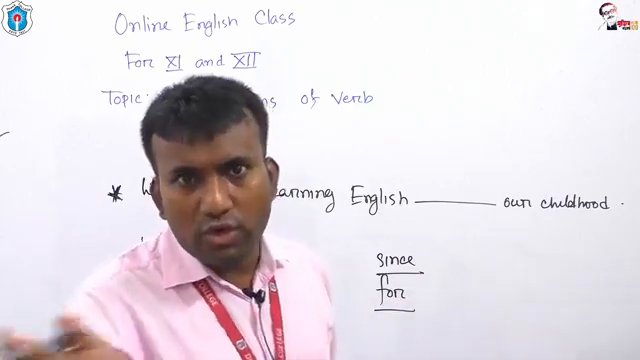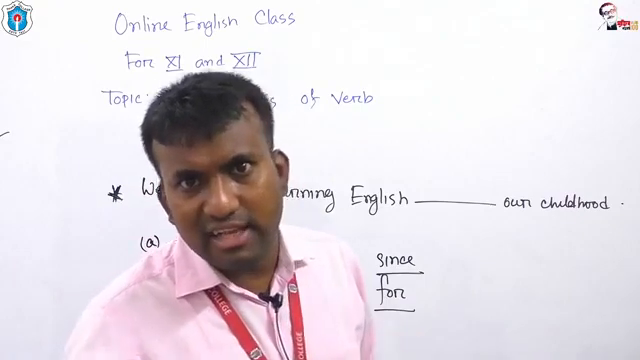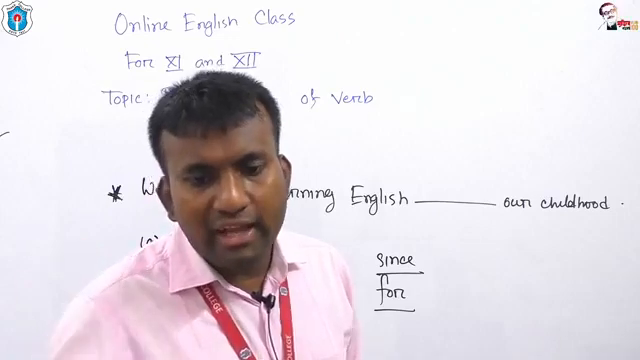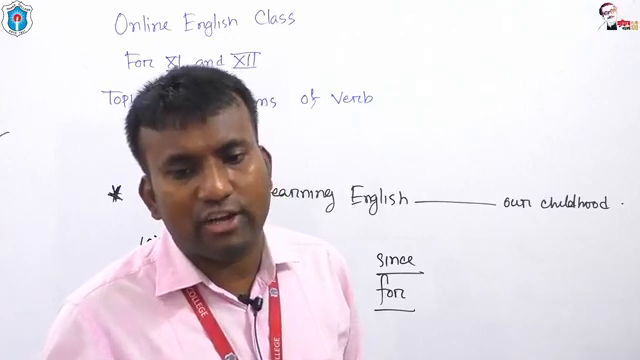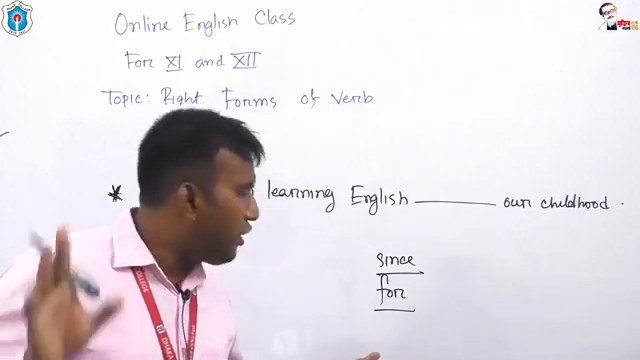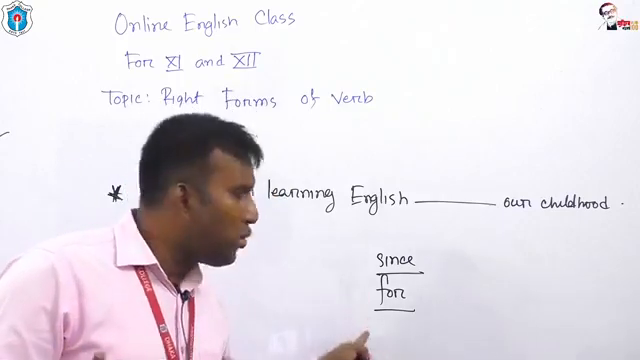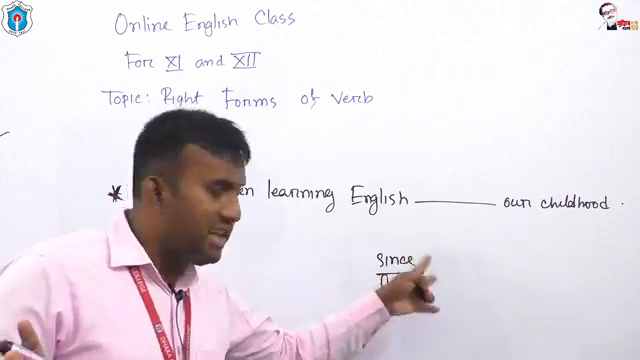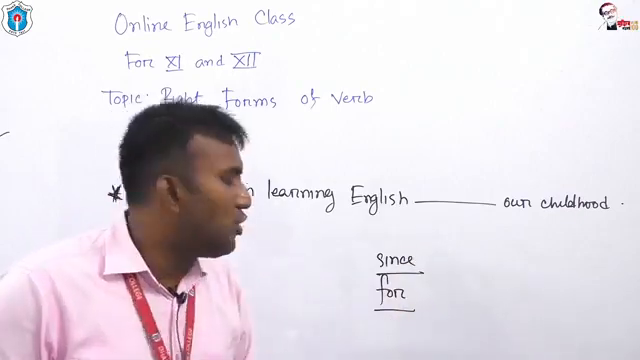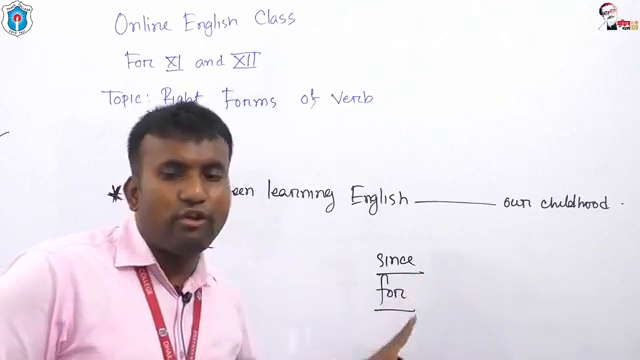The event which started in the past and is still going on, this example will be categorized in present perfect continuous tense. For present perfect continuous tense, we have two prepositions. They are since and for. In order to indicate the time, we have to use since or for.